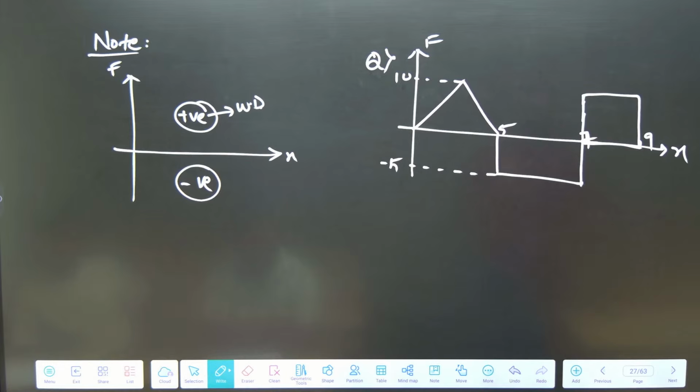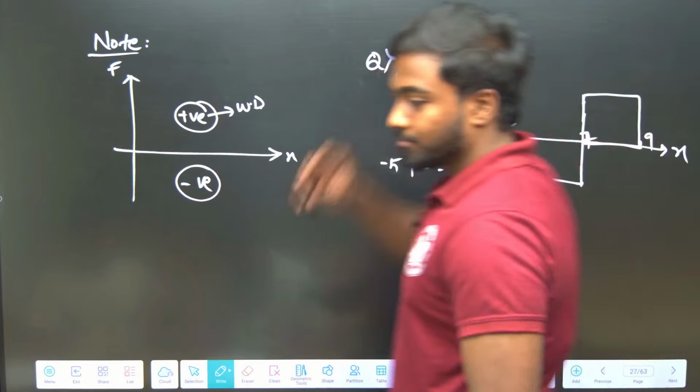First I need to take the area of the first shape, the second shape and the third shape, and the upper part is positive, the lower part is negative. Okay, do it fast. Joules. 20. That's it. Okay, we'll check the answer.